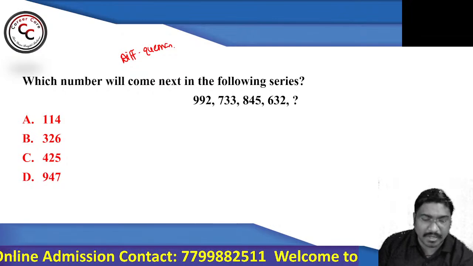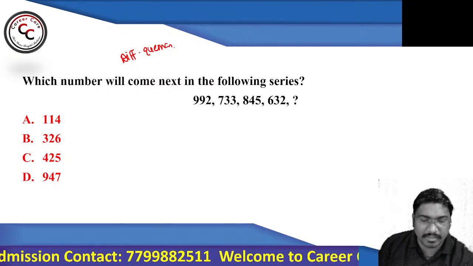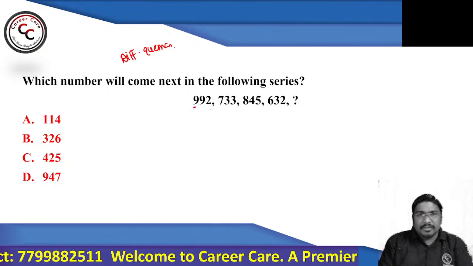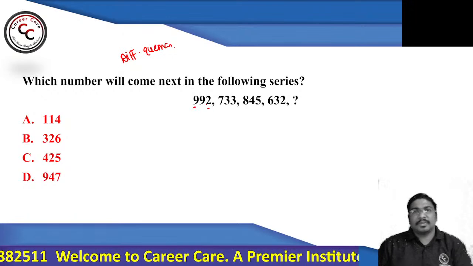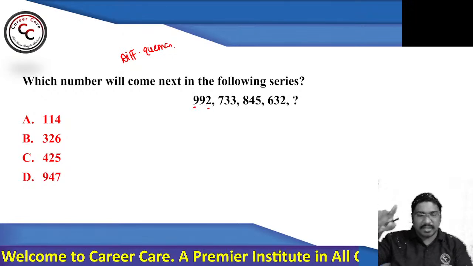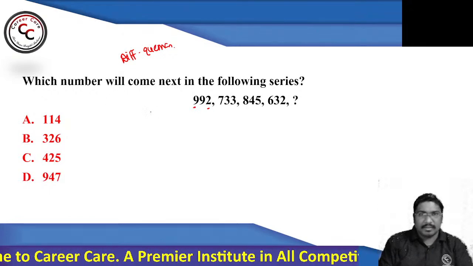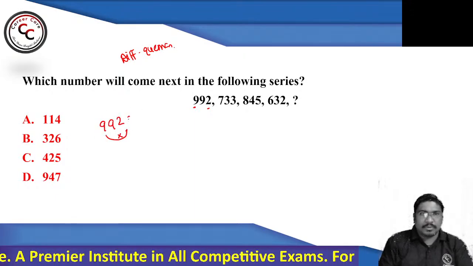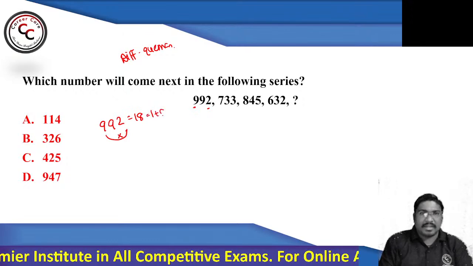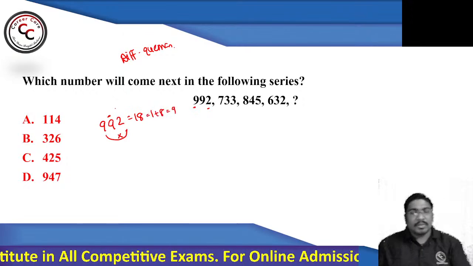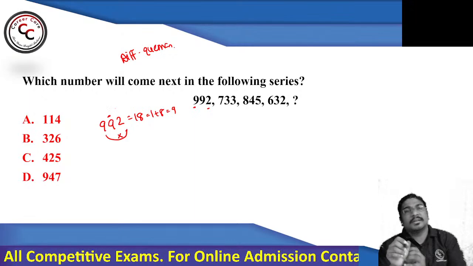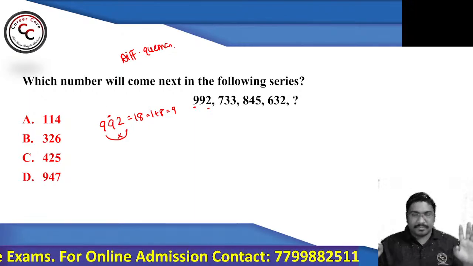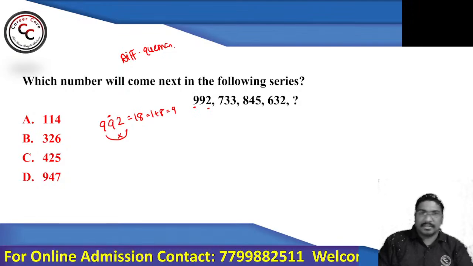Okay, but here specifically, if you see in this particular pattern, 9 2, you can say alternating pattern, but the logic according to this particular question is: see 992, 9 into 2 is 18, 1 plus 8 is equal to 9. So the middle number is the digital sum of the first and third number. Are you getting it? Let's see.